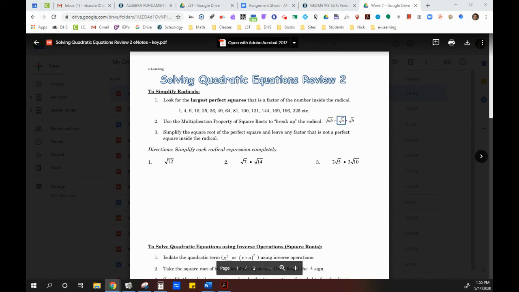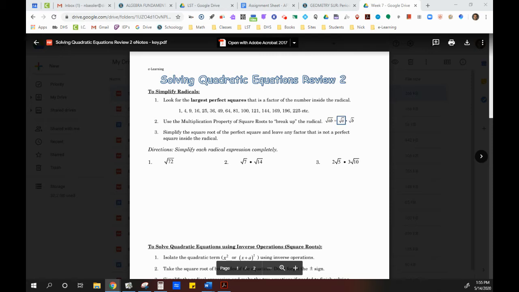Once we isolate it, we're going to take the square root of both sides of the equation. And when we do that, we don't want to forget that plus or minus sign. Very important, because it is a quadratic equation, we're going to have two solutions. Then we simplify the radical expression and make two equations if needed to finish solving. Sometimes I need to make two equations, and sometimes I just need to simplify the radical and I'm done. So we'll look at both types of examples here.